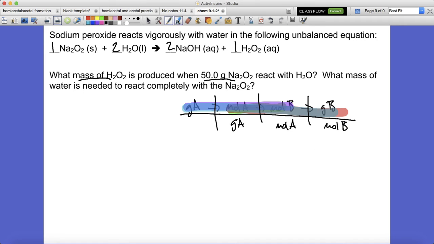And so that means that I have 3 different things going on, right? I'm going to have to use a molar mass for A. I'm going to have to use a mole ratio with A and B, and then I'm going to need a molar mass for B, right? So some of those things I know already, right? I actually know the mole ratio already because sodium peroxide and hydrogen peroxide are related in a 1-to-1 ratio, right?